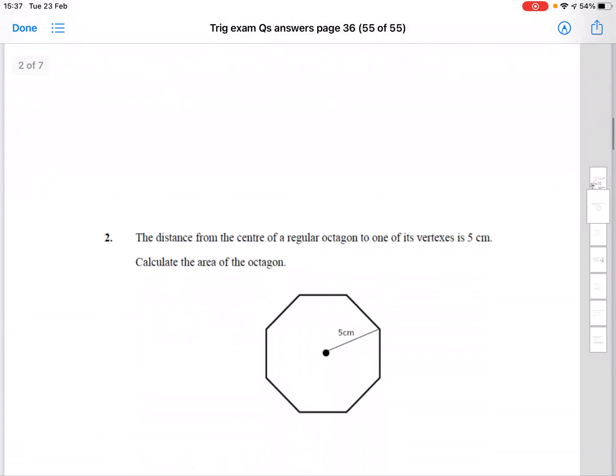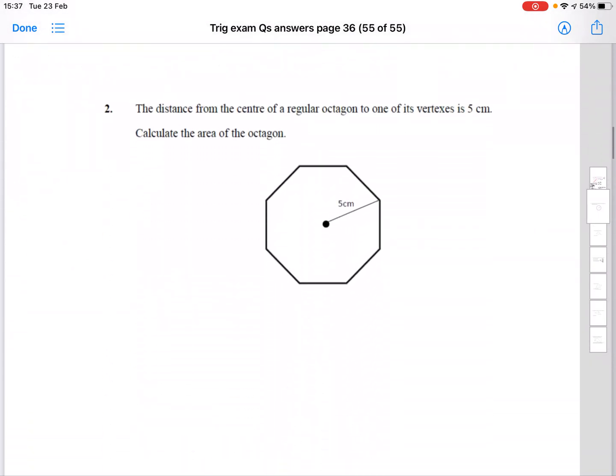Okay, the next question that I chose for you to do was this question about an octagon. The distance from the centre of a regular octagon to one of its vertices is 5 centimetres. Calculate the area of this octagon. Thinking about what topic we're looking at, there's obviously triangles in here we can use. If I draw in another, almost a radius, you've got your triangle now. We know that all these lines from the centre to the edge are 5 centimetres.